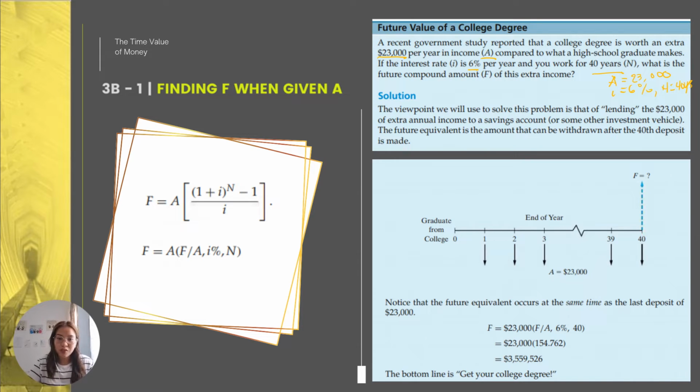Okay. The viewpoint, according to the solution, the viewpoint we will use to solve this problem is that of lending the $23,000 of extra annual income to a savings account. The future equivalent is the amount that can be withdrawn after the 40th deposit is made. That is the perspective we will set.